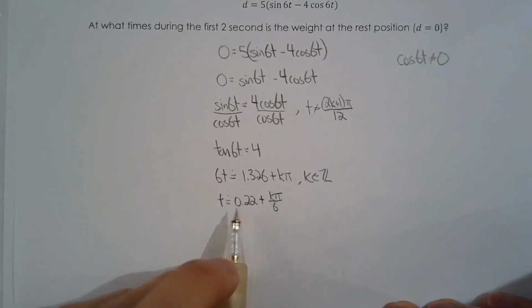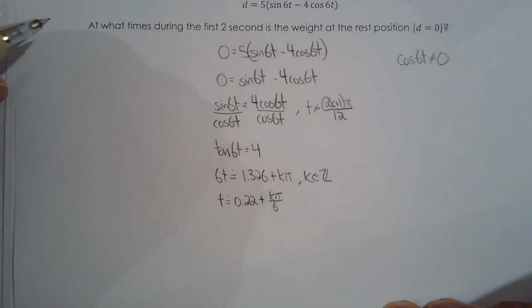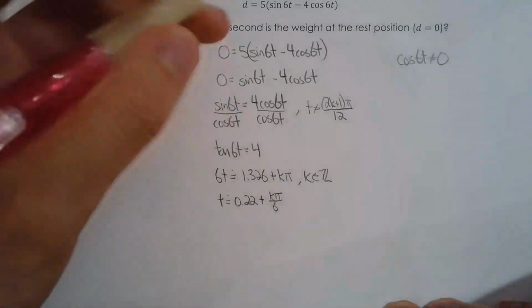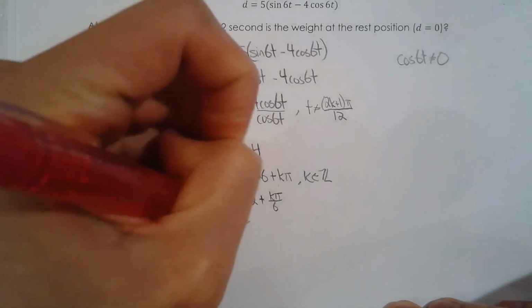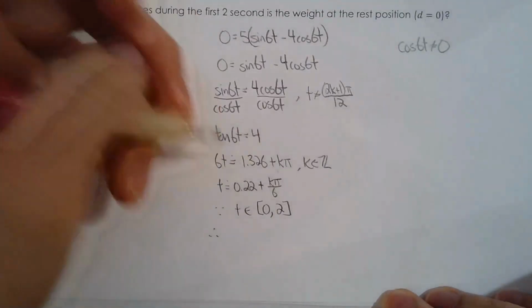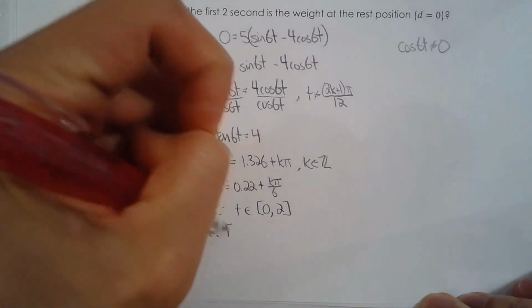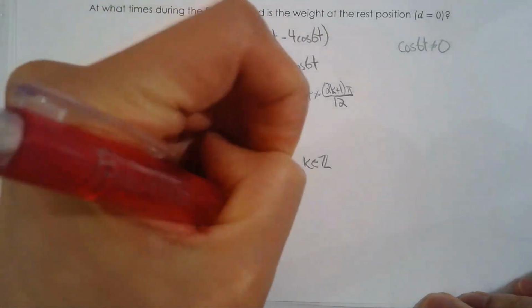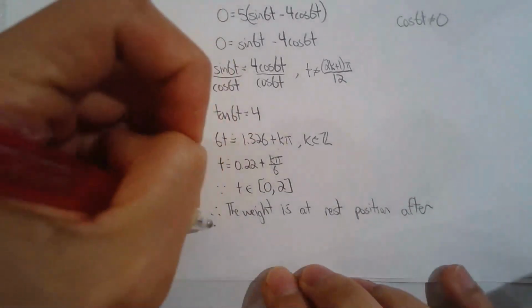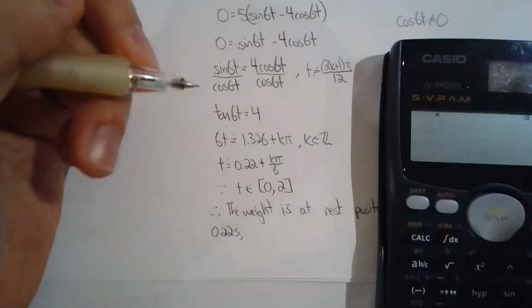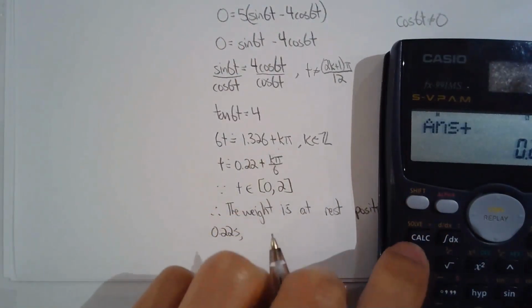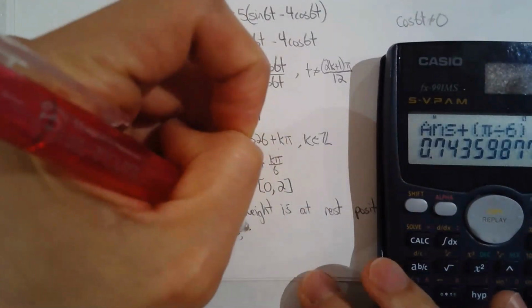Okay, so I have all the infinite moments in time where this spring is going to be at the rest position. Now, since t is restricted to the first 2 seconds, 0 to 2, we have to reject quite a few solutions. Therefore, the weight is at rest position after 0.22 seconds, of course. And what you're going to do is add pi over 6. So can we take 0.74? Yep.